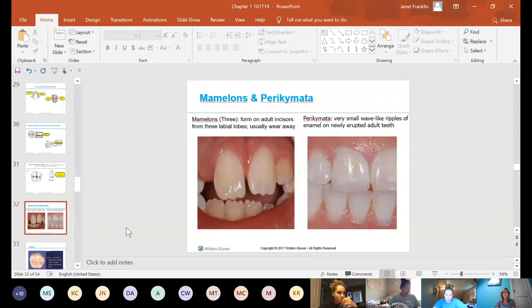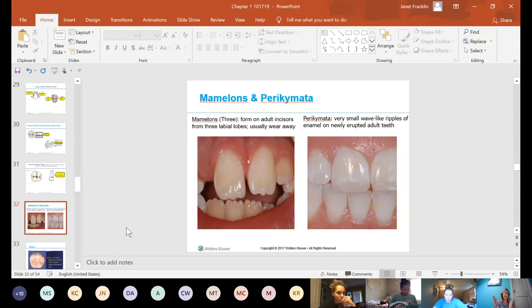Mammalons and perichiomata. Mammalons are on teeth. They help the teeth erupt. If you look at those pictures on the incisal edges of those teeth, they have bumps. They're not flat across. If you have children and they've just recently gotten their incisor teeth in, you will see those bumps. Those bumps are what help the tooth break through the tissue to erupt.